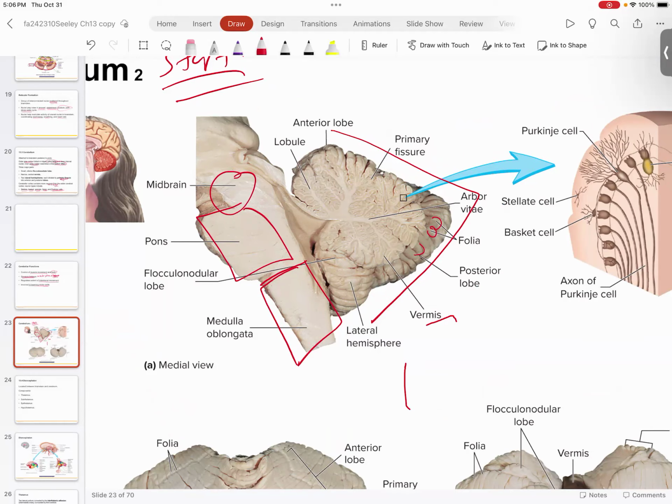Another thing worth mentioning that a lot of you noticed on your sheep brains is your fourth ventricle, which is wedged in between the cerebellum and the brainstem, and then your cerebral aqueduct, which connects the third ventricle to the fourth. Several of you saw that on your sheep brains.